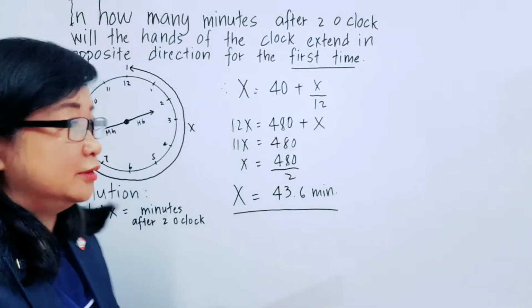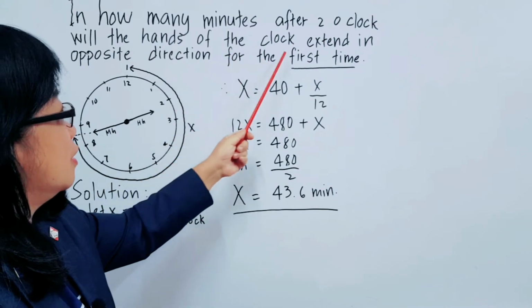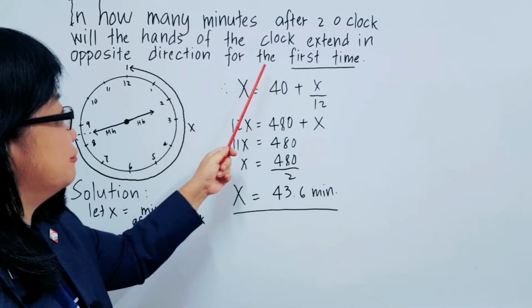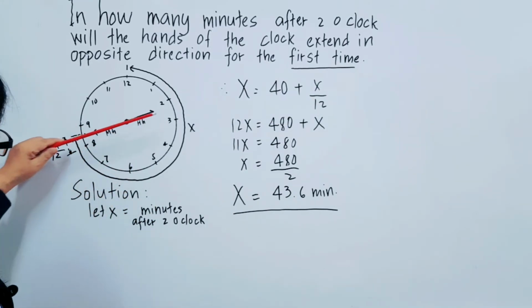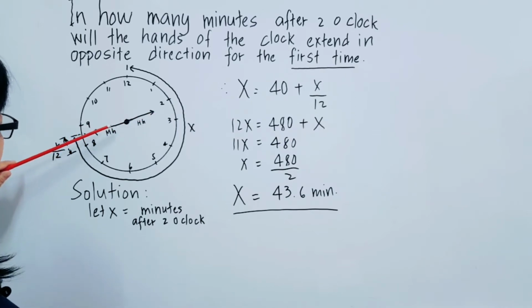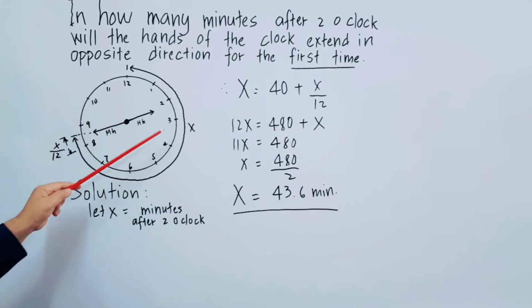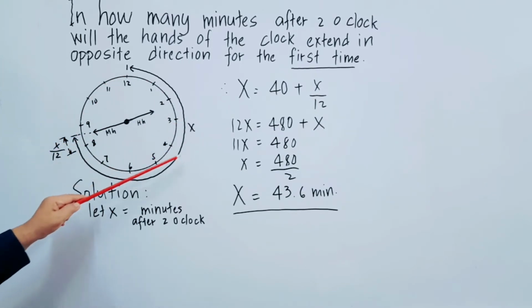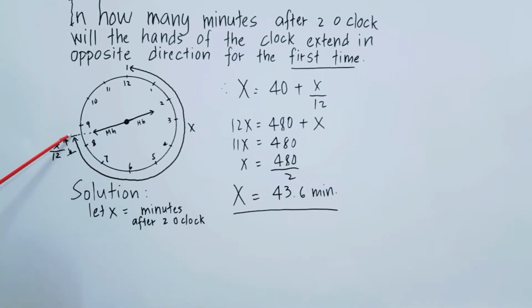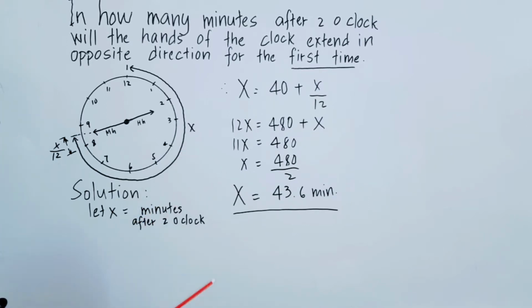The second question: in how many minutes after 2 o'clock will the hands of the clock extend in opposite directions for the first time? So, how many minutes for the first time that they become straight, the minute hand and the hour hand. Now, here, of course, this is the clock. We have 12 hours here from 1 to 12. So, we designate this one from here, go around until we reach the minute hand. We let this one be x. This is the one we're looking for, the x, the minutes after 2 o'clock.